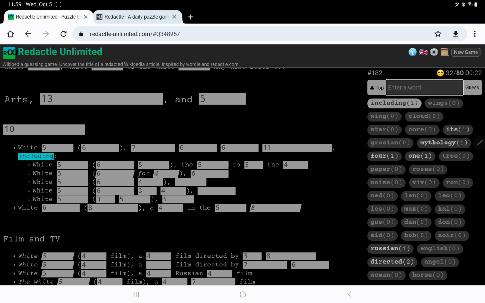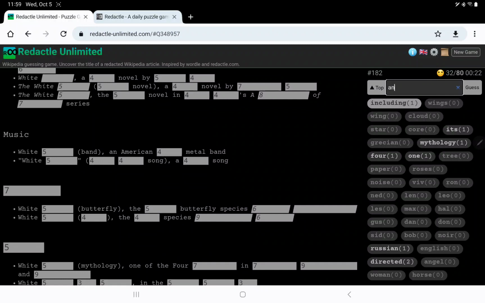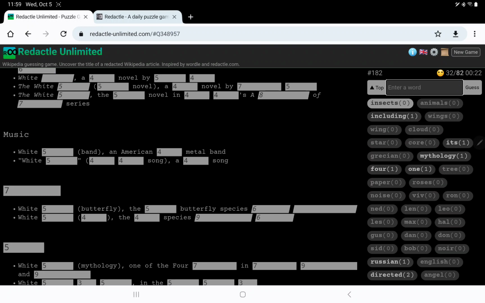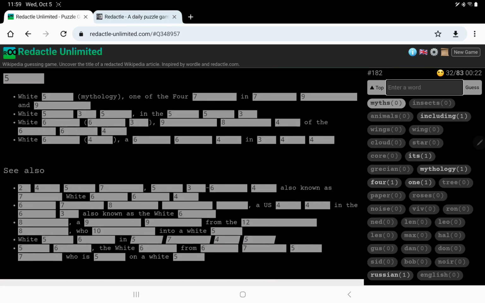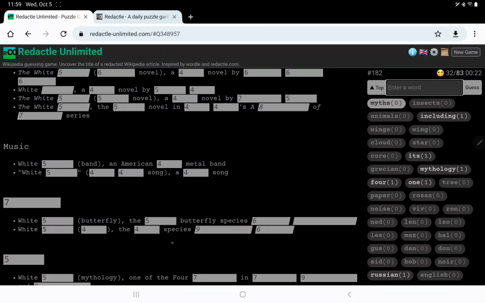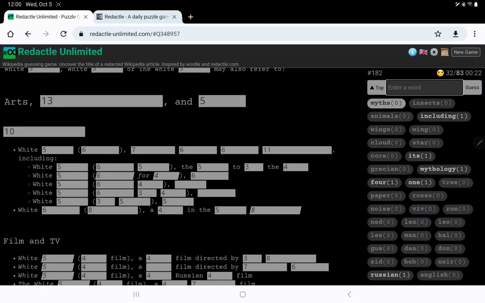So under arts, not paintings. What other arts are we missing here? Is that just simply animals? Insects? Not sure what that is. Myths? So, yeah, I'm not sure then what this first art section is.